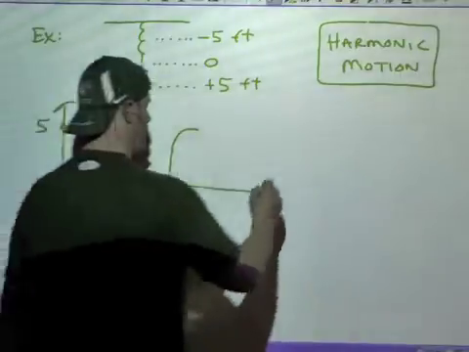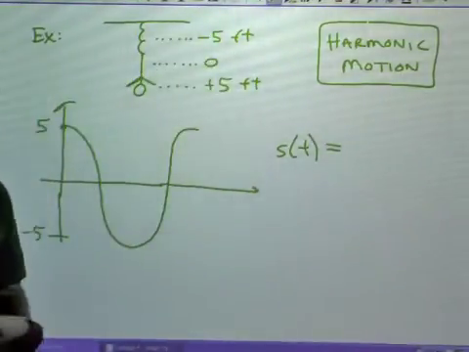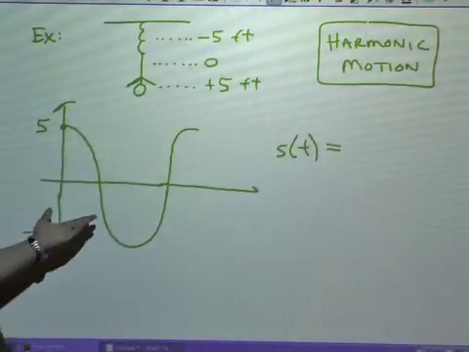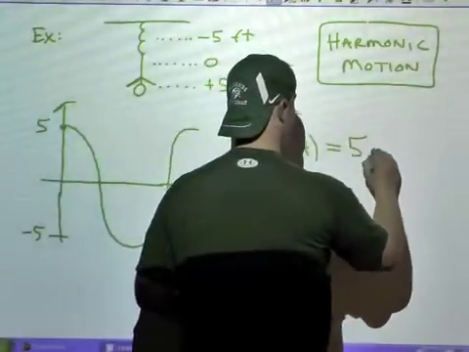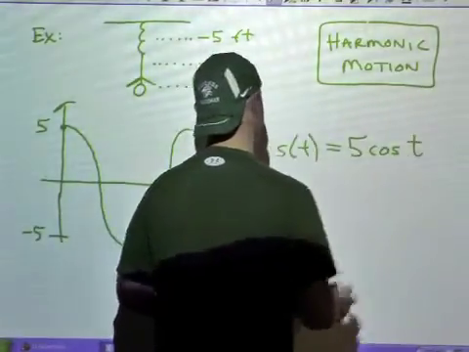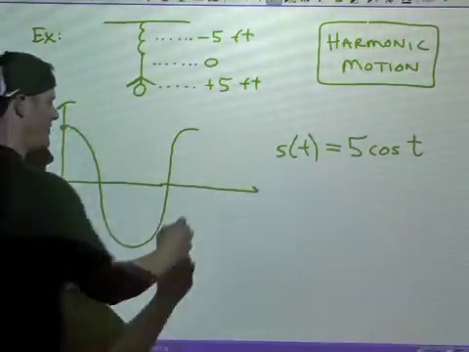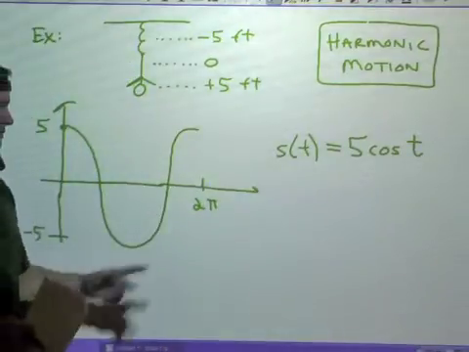And the formula for this, let's say we call the position function S of t. If you think about what this graph looks like, that's just the cosine graph with an amplitude of 5. So the position function is just 5 cosine t as a function of time. So in this particular case, the period would be the normal period for cosine, which is 2 pi.